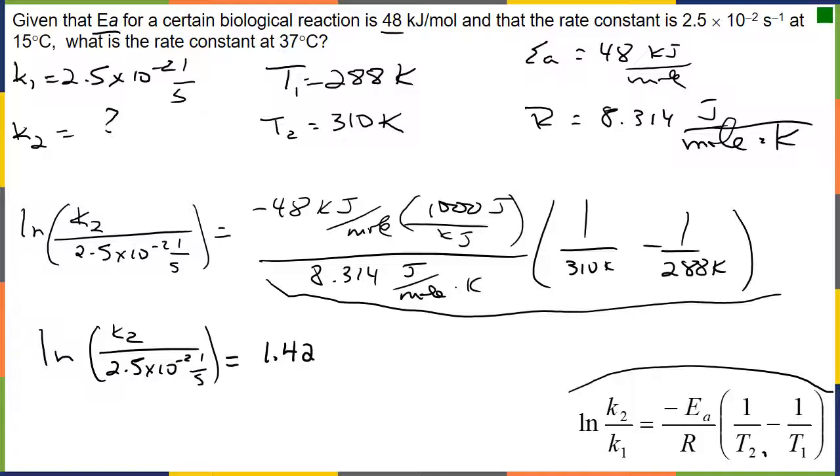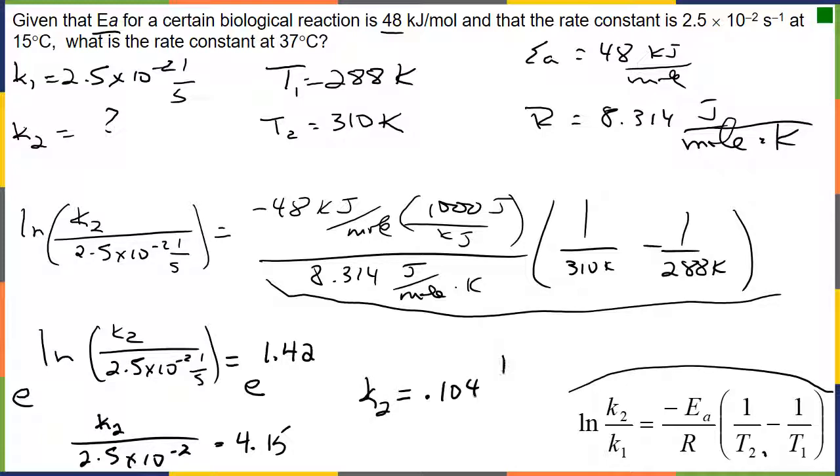We know to get rid of this natural log, we have to exponentiate both sides. When we exponentiate, we're going to get k2 over 2.5 times 10 to the minus 2 is going to equal a value of 4.15. And when we cross multiply, we're going to find that k2 is equal to 0.104. The units are the same as k1, per second, which is going to go up. It goes up a fair bit because our temperature has gone up a fair bit, and this relationship is exponential.